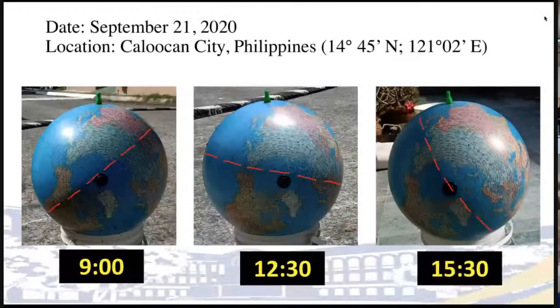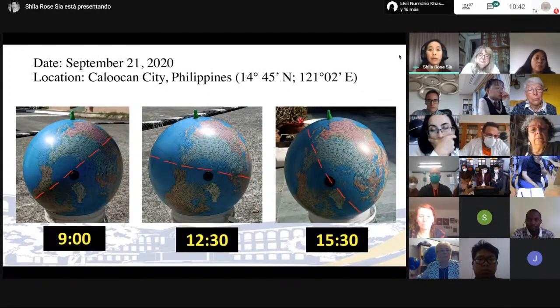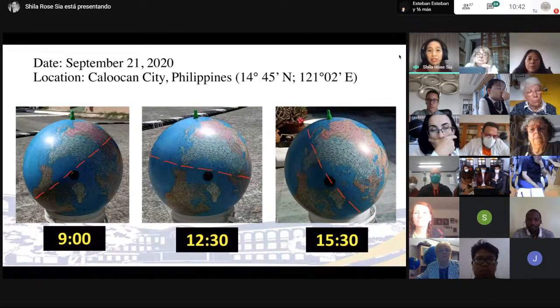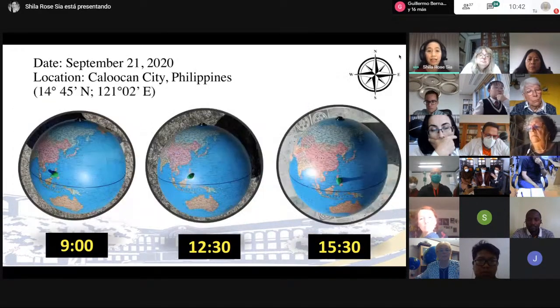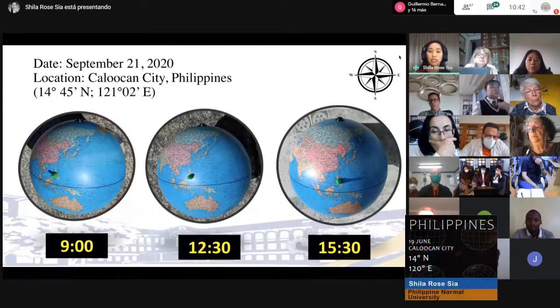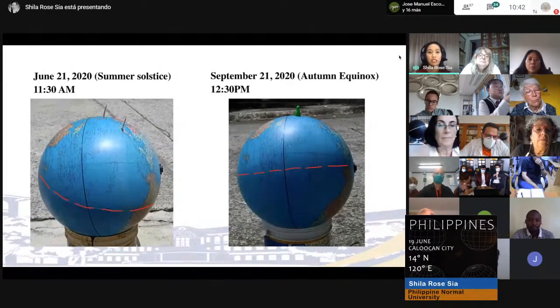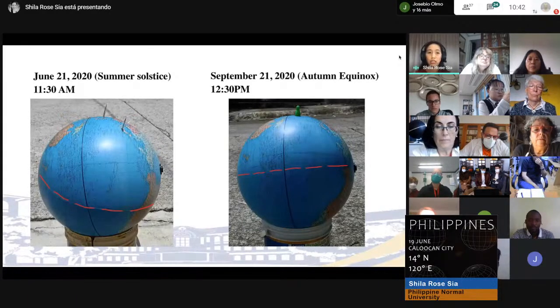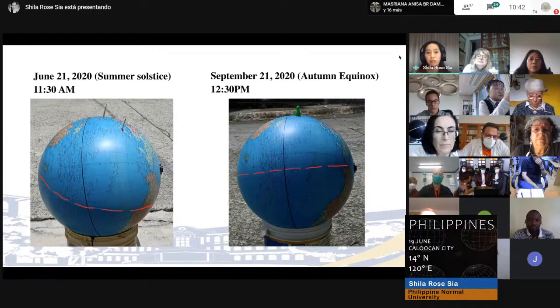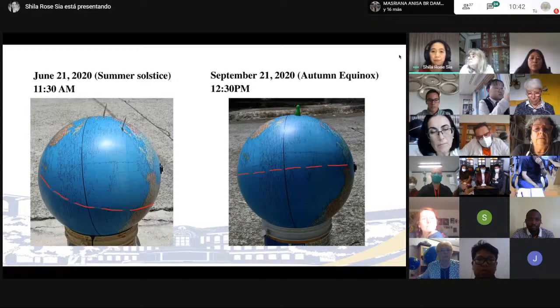Here are other pictures showing different times. This helps me to show my students the changes in the terminator, when it will be daytime or nighttime in different places, and how it is affecting the shadows that we are forming every time. So this is my comparison for the summer solstice and the autumn equinox, visibly showing the amount of sunlight received in the northern hemisphere, since the Philippines is in the northern hemisphere.